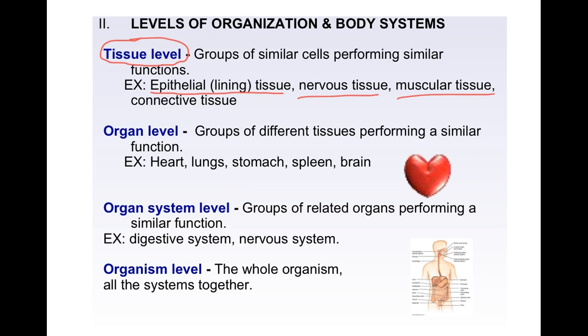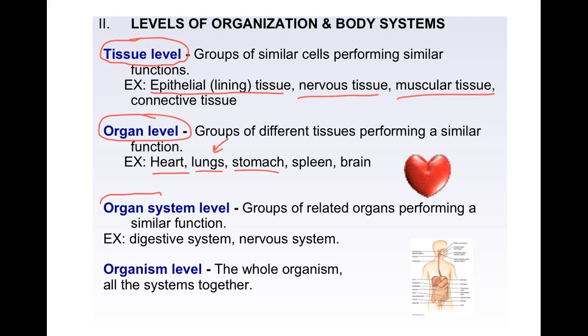Now, large amounts of these tissues can form what's called an organ. So it's groups of different tissues performing a similar function. Like we all know the heart. Its physiology is to pump blood around the body. The lungs, that's where the gas exchange occurs. CO2 goes out, oxygen comes in. Stomach, the main organ involved in digesting food, etc.